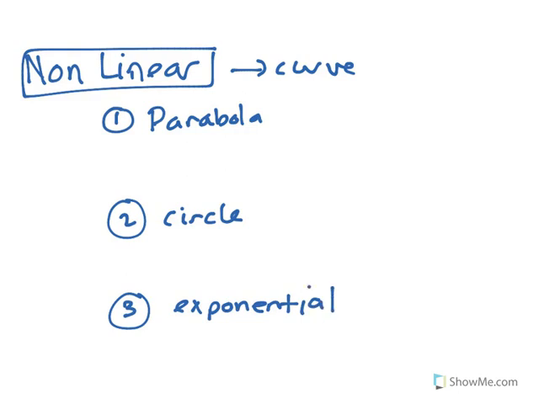Okay, so the parabola, the basic equation for the parabola is y equals x squared. If you look at that, it looks like that. That's the basic shape, y equals x squared.